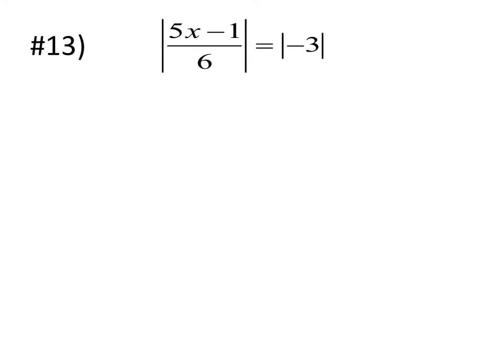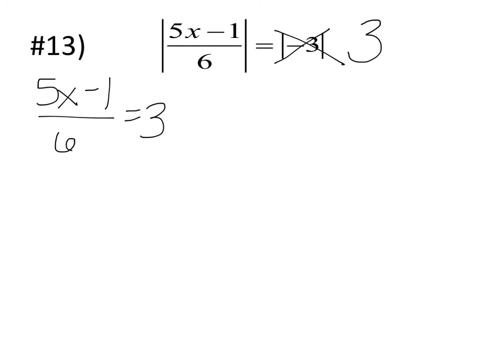Alright, here what I like to do on this side, I know the absolute value of negative 3 is just 3. So instead of writing absolute value of negative 3, I just write 3, because that makes my problem a lot easier to solve. Alright, so here when I split this up, I do 5x minus 1 over 6 is equal to 3, and 5x minus 1 over 6 is equal to negative 3. So by switching that absolute value of negative 3 to just a 3, it makes this look a lot more like a regular problem.